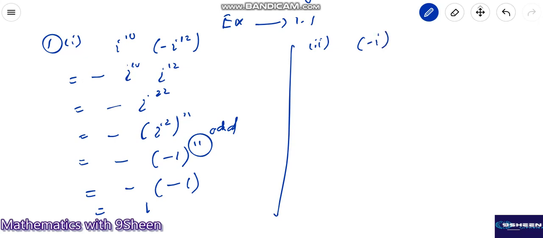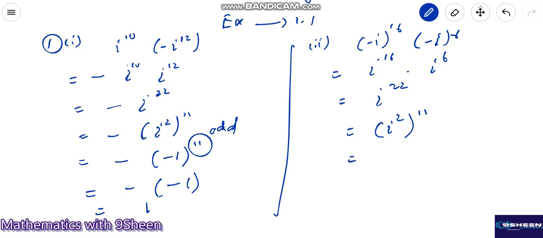minus iota power 16 and minus iota power 6. अगर पावर इवन हो तो आपका माइनस रिमूव हो जाता है. That's iota 16 and it is also even, iota 6. And you know that iota 16 plus iota 6 is equal to iota 22. We can write in this form iota square power 11. And you know that iota square is equal to minus 1. अब आपके पास पावर है 11 and 11 is an odd number. That's why minus 1 remains.